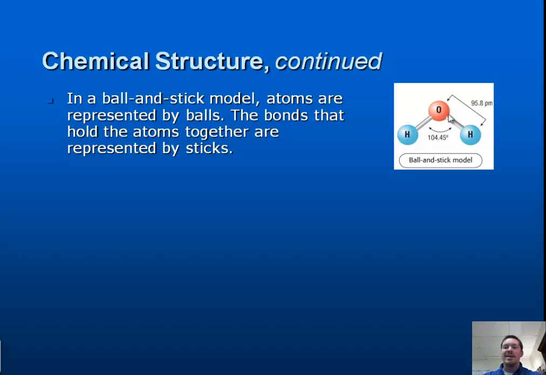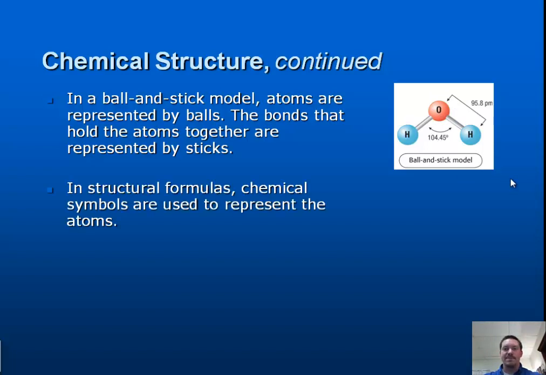So again, these sticks are there to represent that the oxygen and hydrogen have a bond, or they're sharing, or they're donating, but there's a connection between them, and we'll talk about whether it's a covalent or ionic bond in the next lecture.